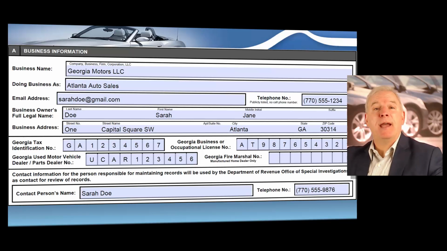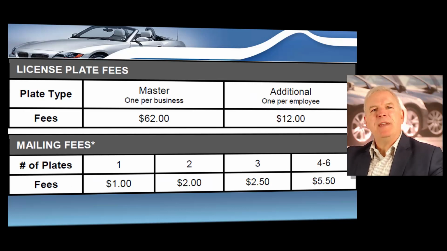You're going to enter your contact person's name and phone number. And before we move on here, you see, these are the dealer license plate fees. As you see, your main dealer license plate, which is often referred to as your master plate, costs $62, and any additional plates will cost $12. And at the bottom of the screen, you see the mailing fees for the dealer license plates, that is based on the number of plates that you are ordering.